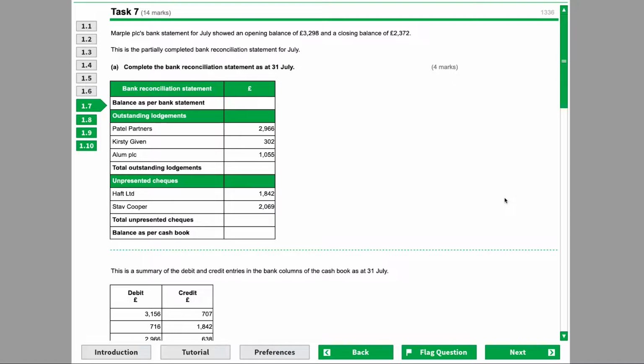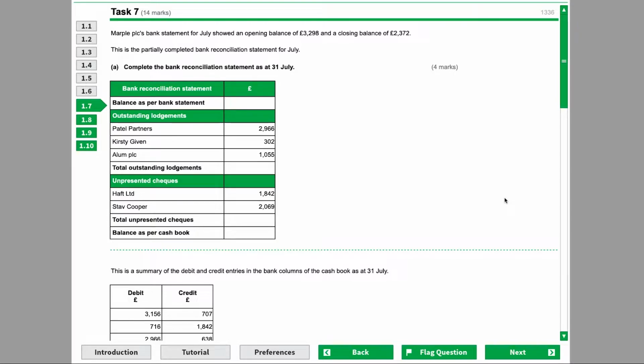Marple PLC's bank statement for July showed an opening balance of £3,298 and a closing balance of £2,372. This is the partially completed bank reconciliation statement for July. Complete the bank reconciliation statement as at the 31st of July. So here we've been given part of a bank rec and we've got to fill in the missing figures, starting with the balance as per the bank statement.